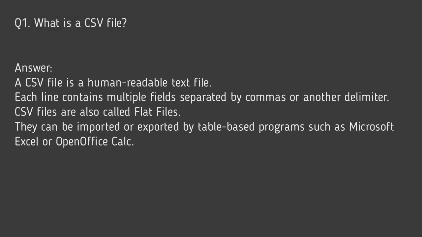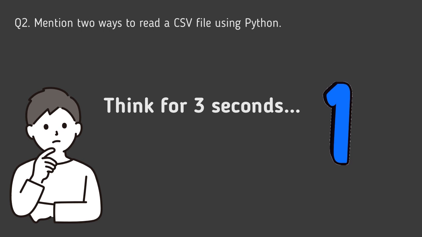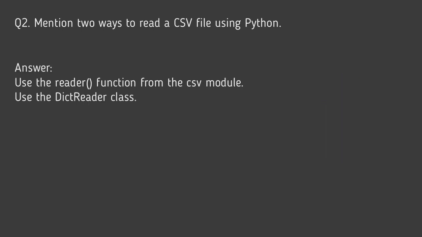A CSV file is a simple text file where data is stored in rows and separated by commas. It is also called a flat file and can be used with spreadsheet programs like Excel. In Python, a CSV file can be read in two main ways. One is using the reader function from the CSV module, and the other is using the DictReader class.